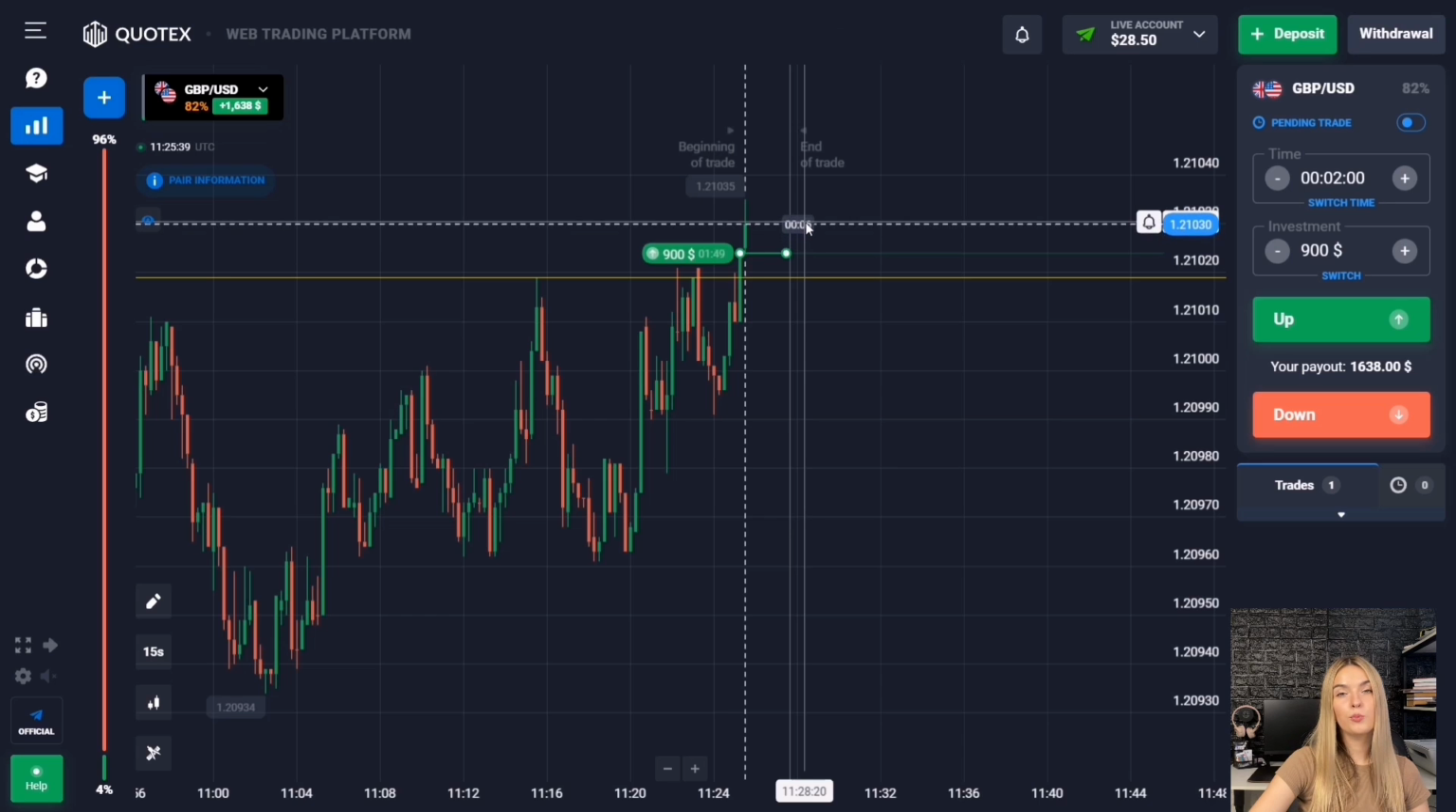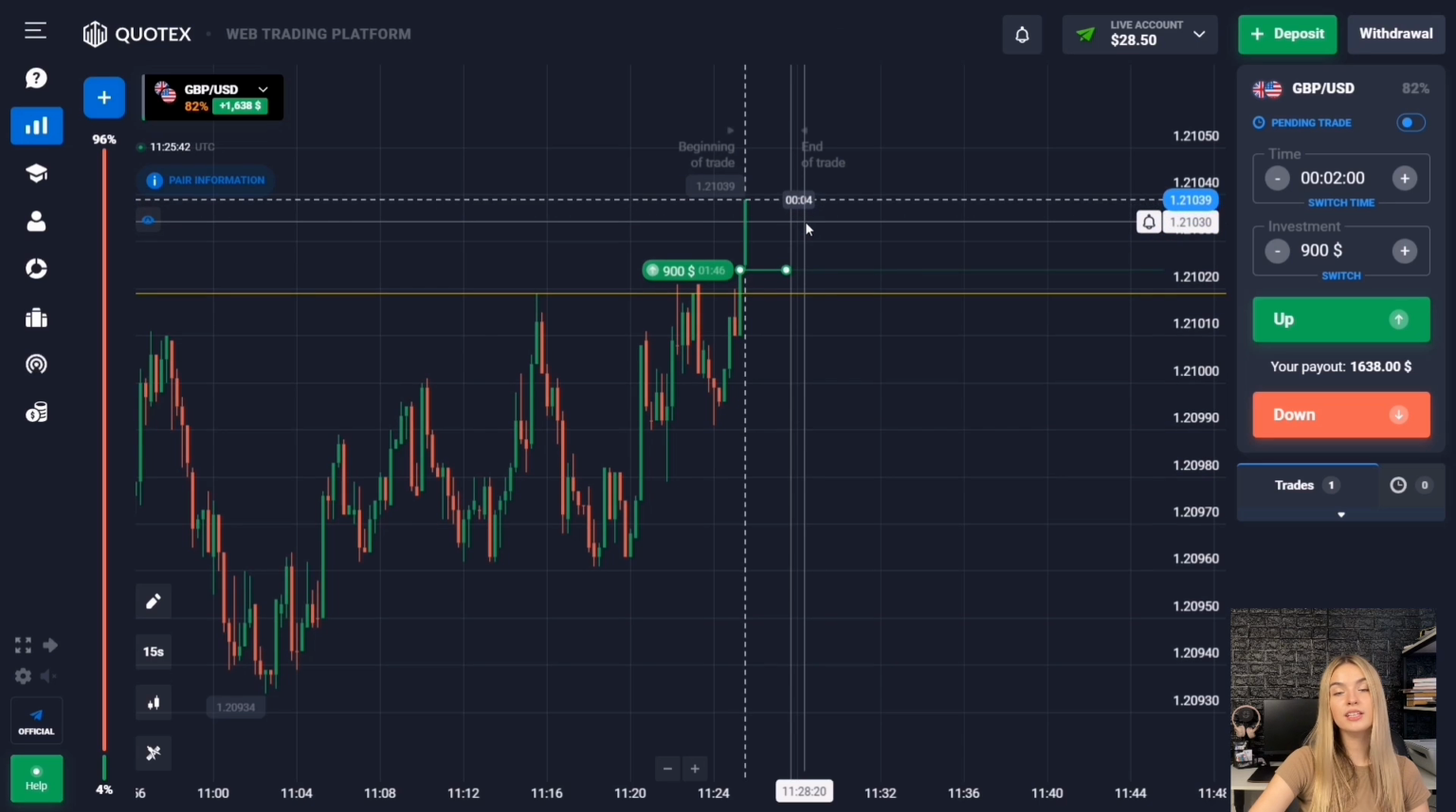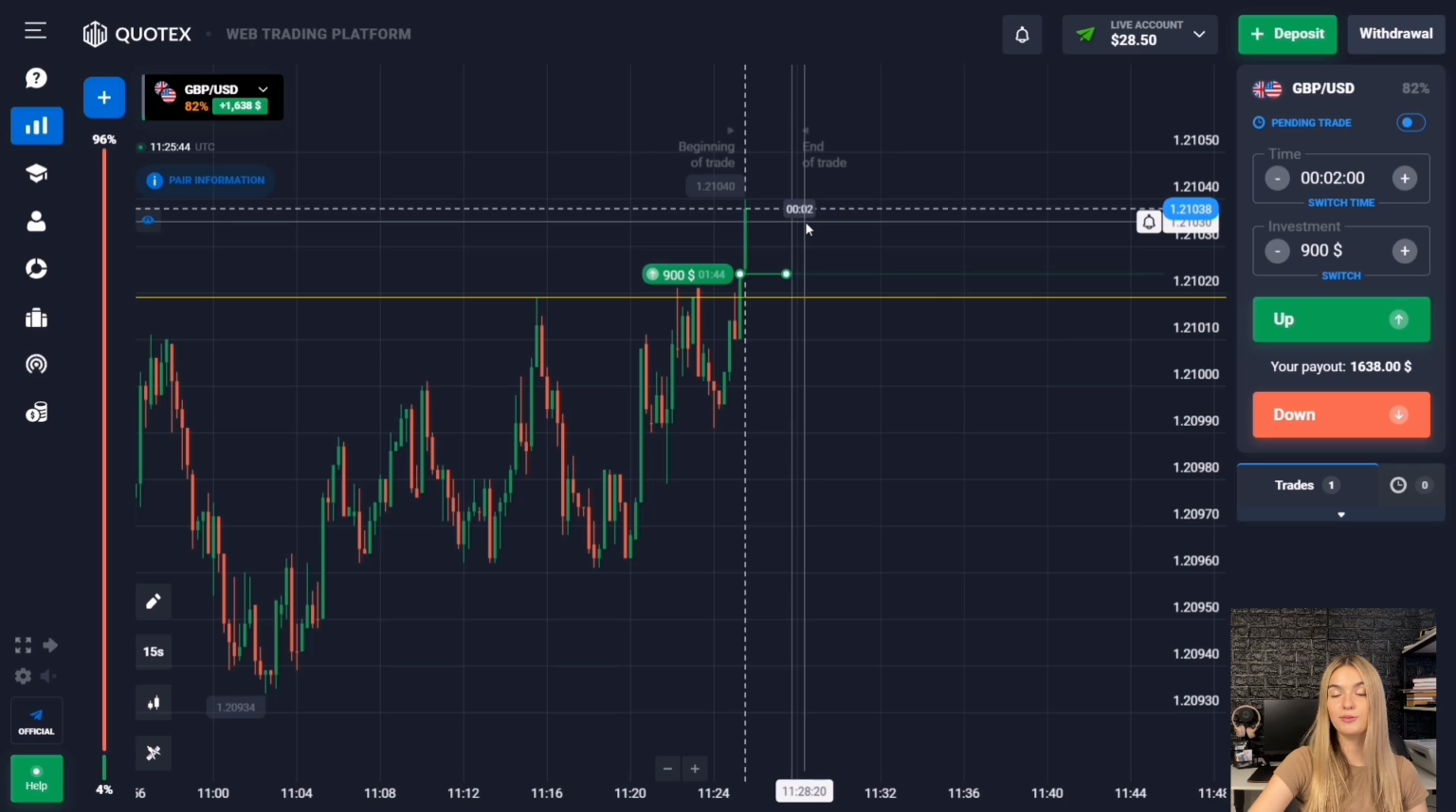But so far at the moment there is a good confident upward movement, so I think 2 minutes will be quite enough. And so guys, let's wait for the end of our deal.